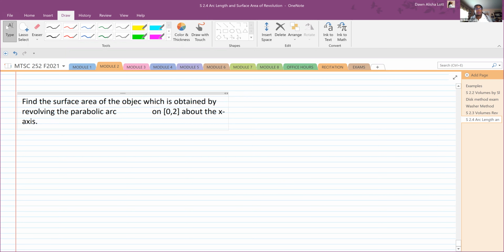Find the surface area of the object, which is obtained by revolving the curve. This curve is not cute. I have no idea what this answer is going to look like.